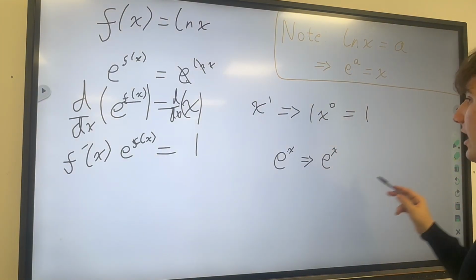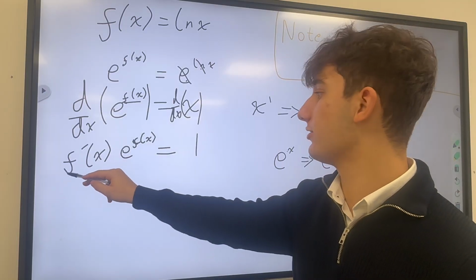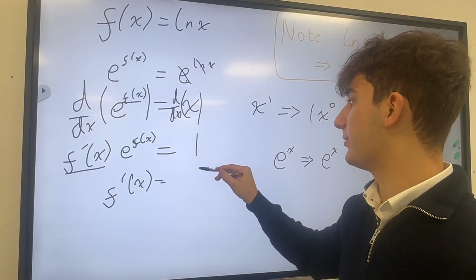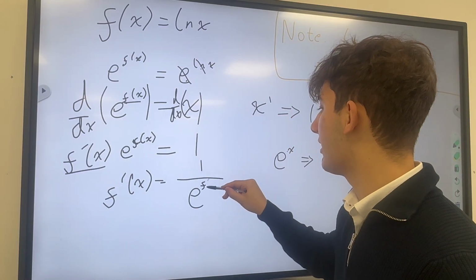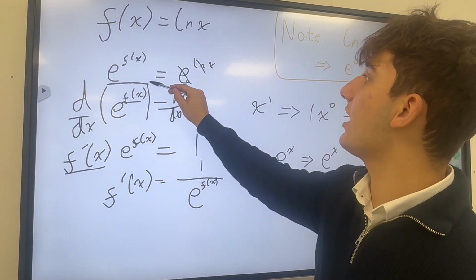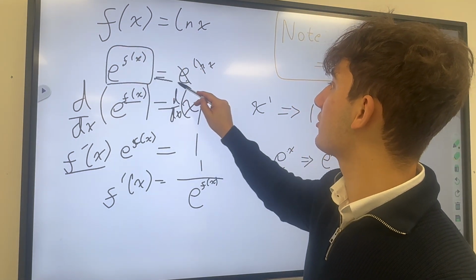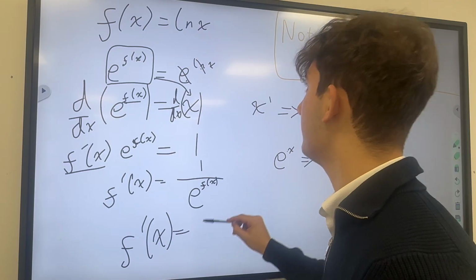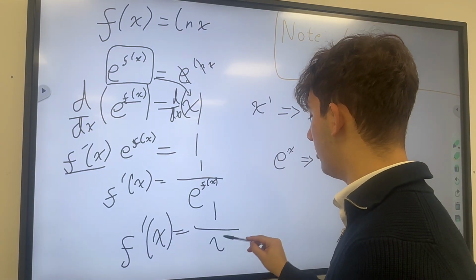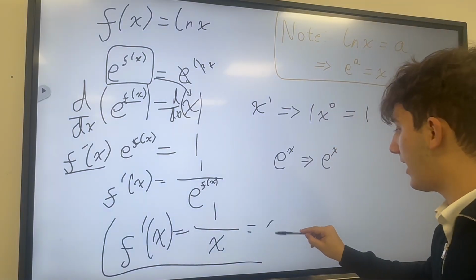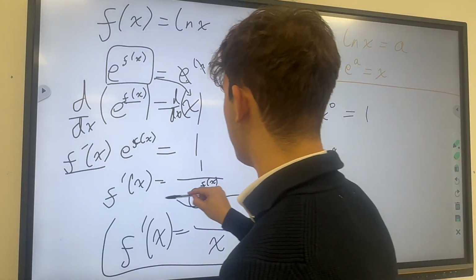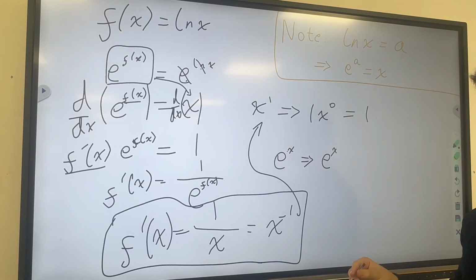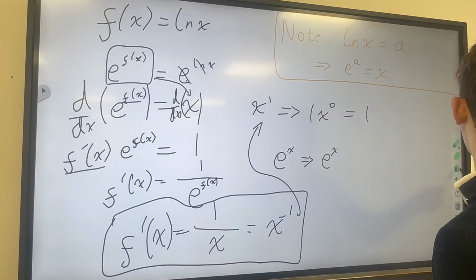Okay, cool. Now, if we want to find f prime of x, we'll say f prime of x equals, we divide it by it, 1 over e to the f of x. But hang on a second, we said that e to the f of x is just x. And so, the first derivative of ln x equals 1 over x, or x to the minus 1. And as you can see, x to the minus 1 is a polynomial, which we can then use this idea to differentiate further. And there we go.